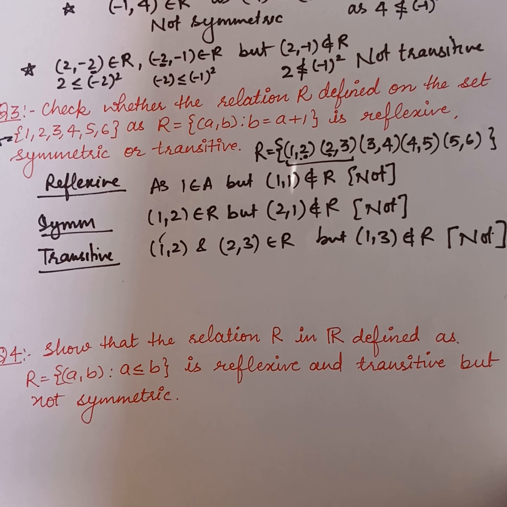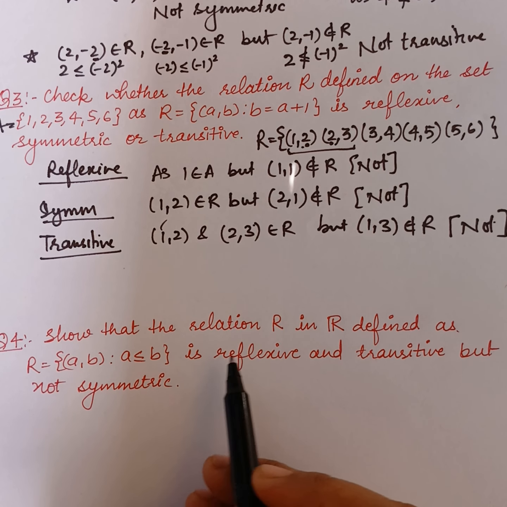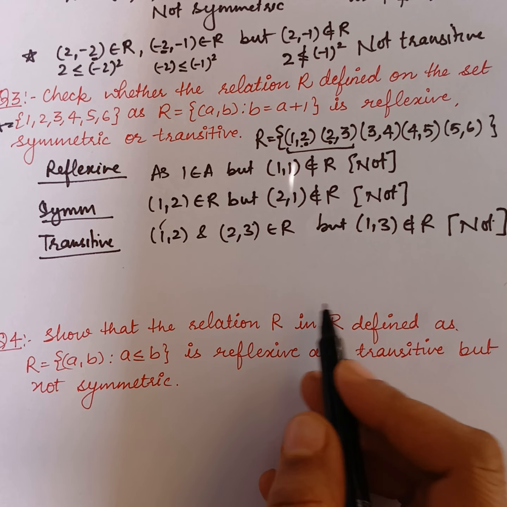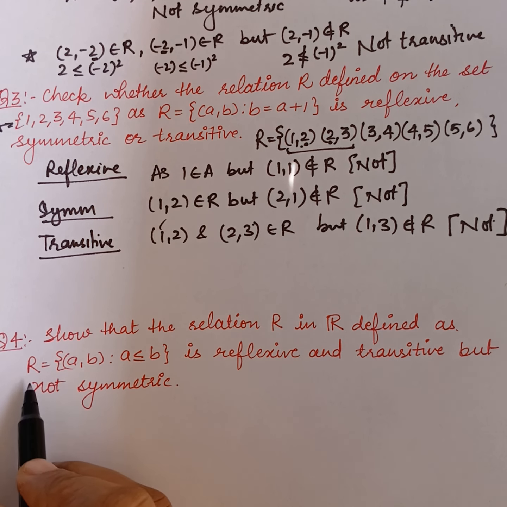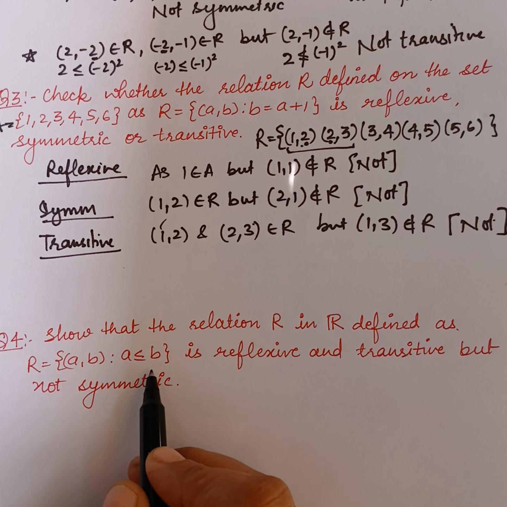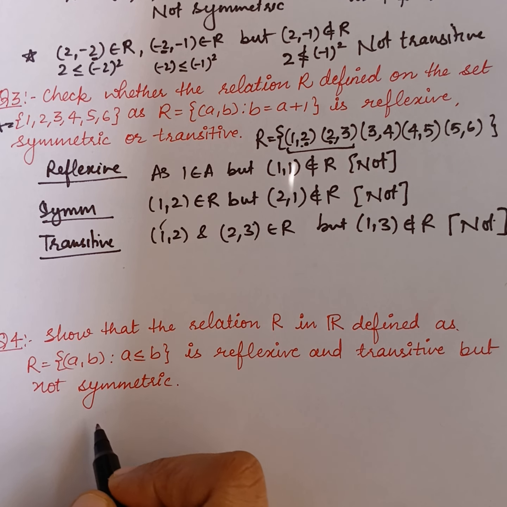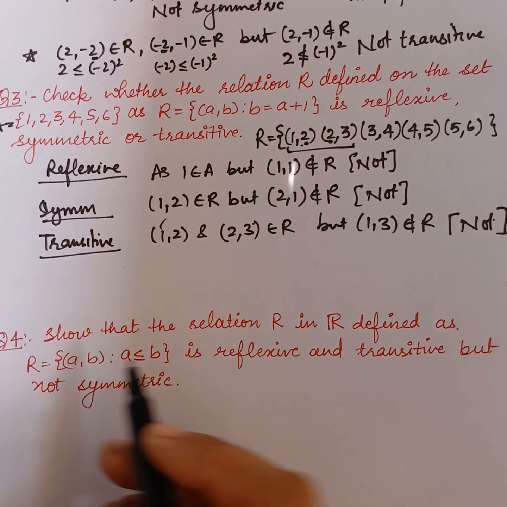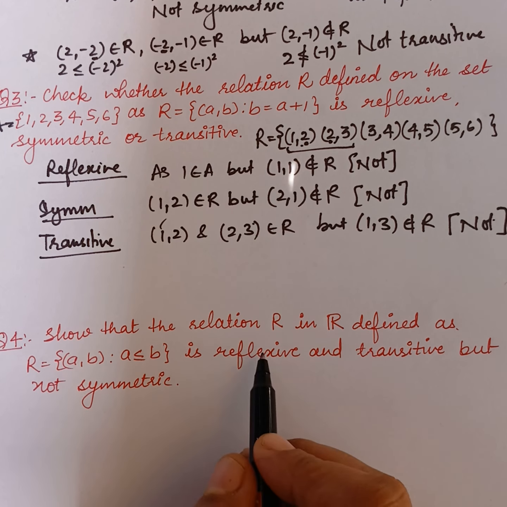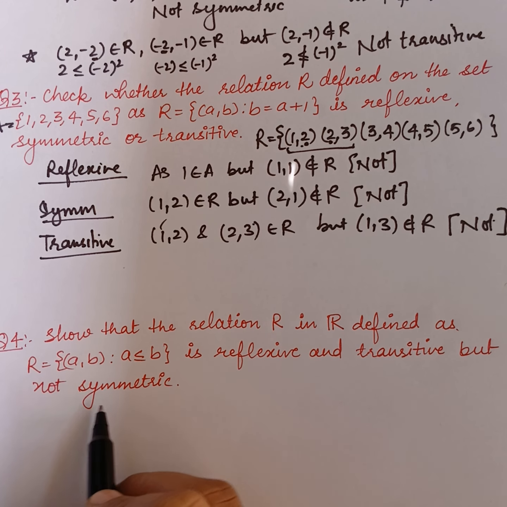And now we will have question 4. Show that the relation R in R, this R stands for real numbers, defined as R = {(a, b): a ≤ b}, is reflexive and transitive but not symmetric. As I already told, if it is given 'show', it's very easy for us. Now we have to show that this is reflexive and transitive but not symmetric.